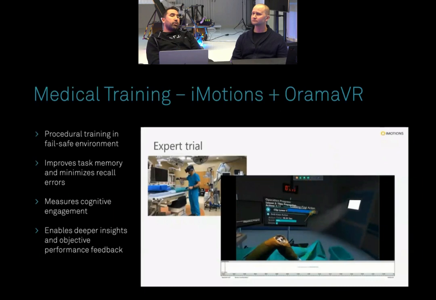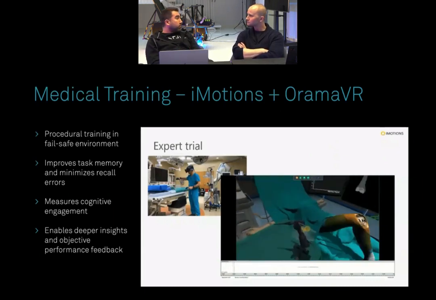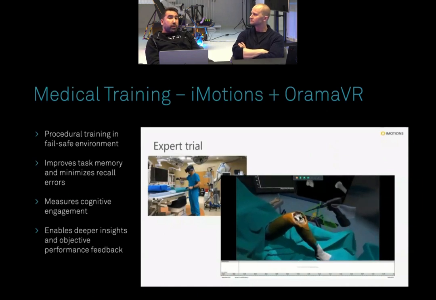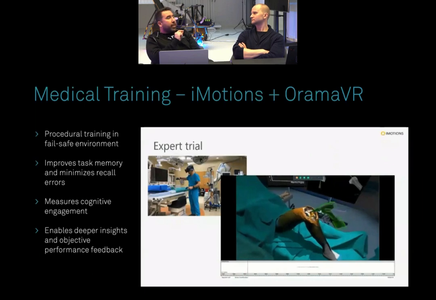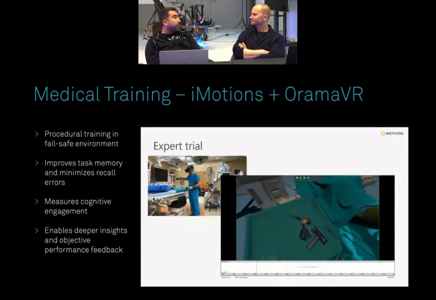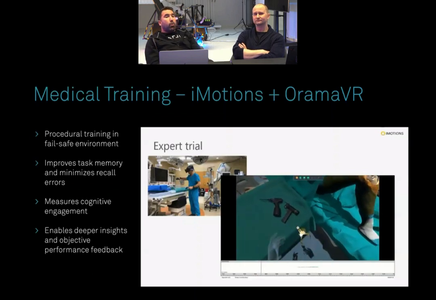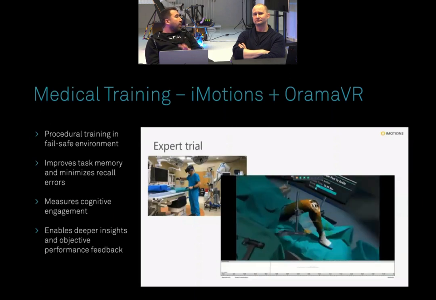During a training test, you might have two trainees who both completed the training successfully, but you would then be able to differentiate which successful trainee is a bit more successful than the other, based on the cognitive engagement and the cognitive load during the task. Or you can get deeper insights and have objective performance feedback.